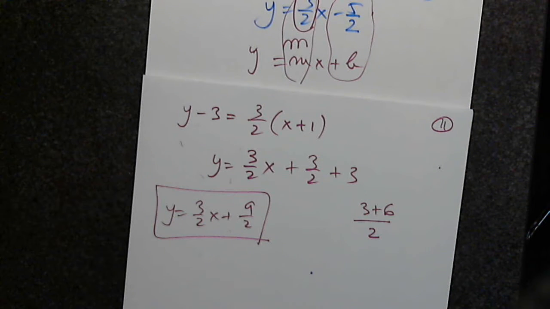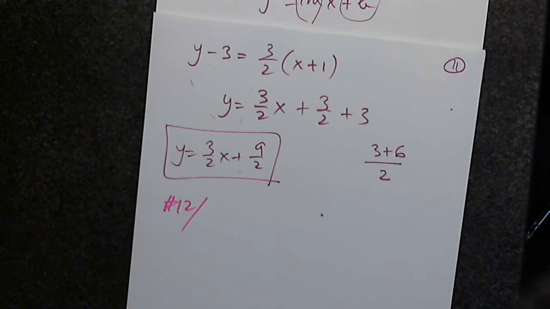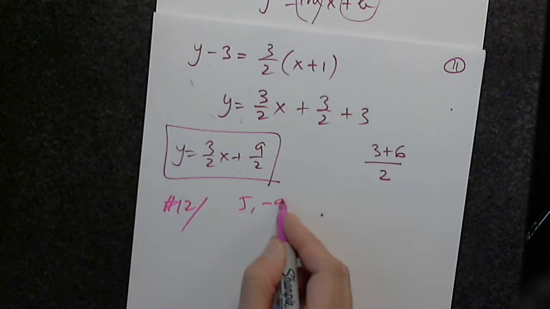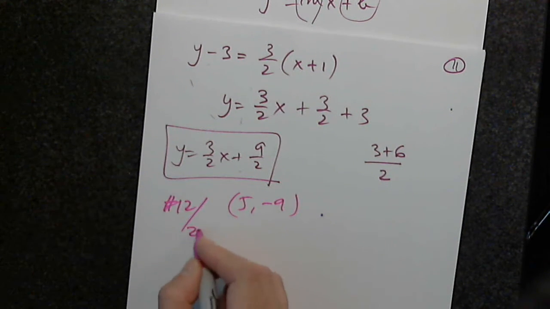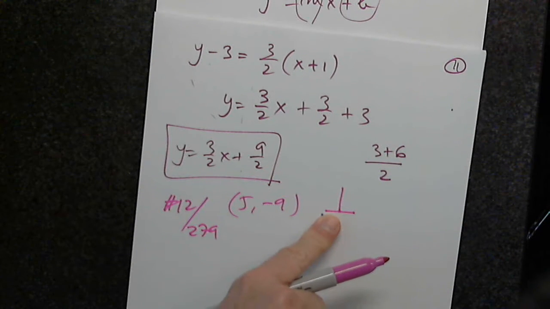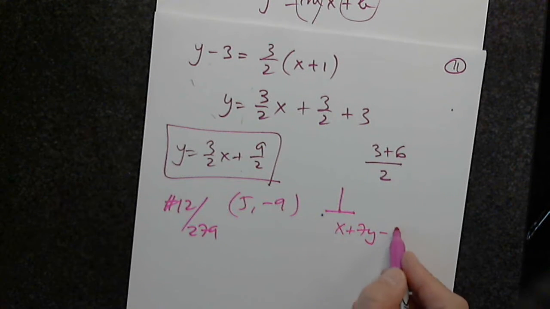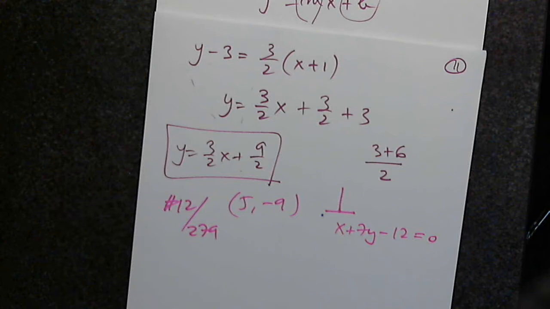Okay, so let's look also at the one with a radical, with a perpendicular this time. So let's look at problem 12. Is this okay, everyone? Okay, passing through 5, -9. So this is on page still 279. And this time it is perpendicular to the line whose equation is x plus 7y minus 12. The same scenario, the same idea.